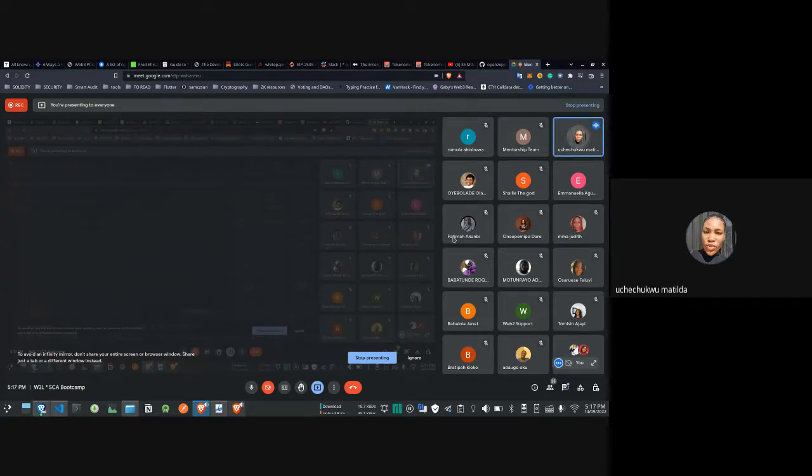Contract accounts cannot initiate transactions because they do not have a private key. But externally owned accounts are the kind of accounts that we have that we can use to carry out transactions. It's an account managed by a human being, not a contract.